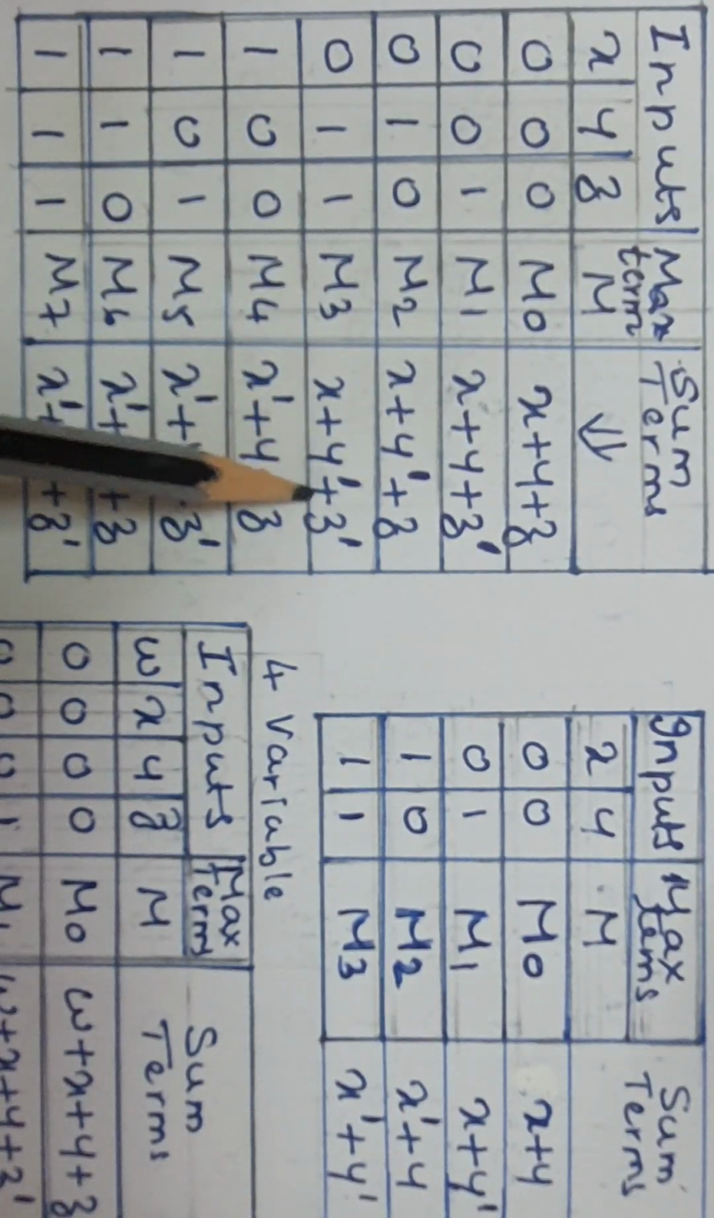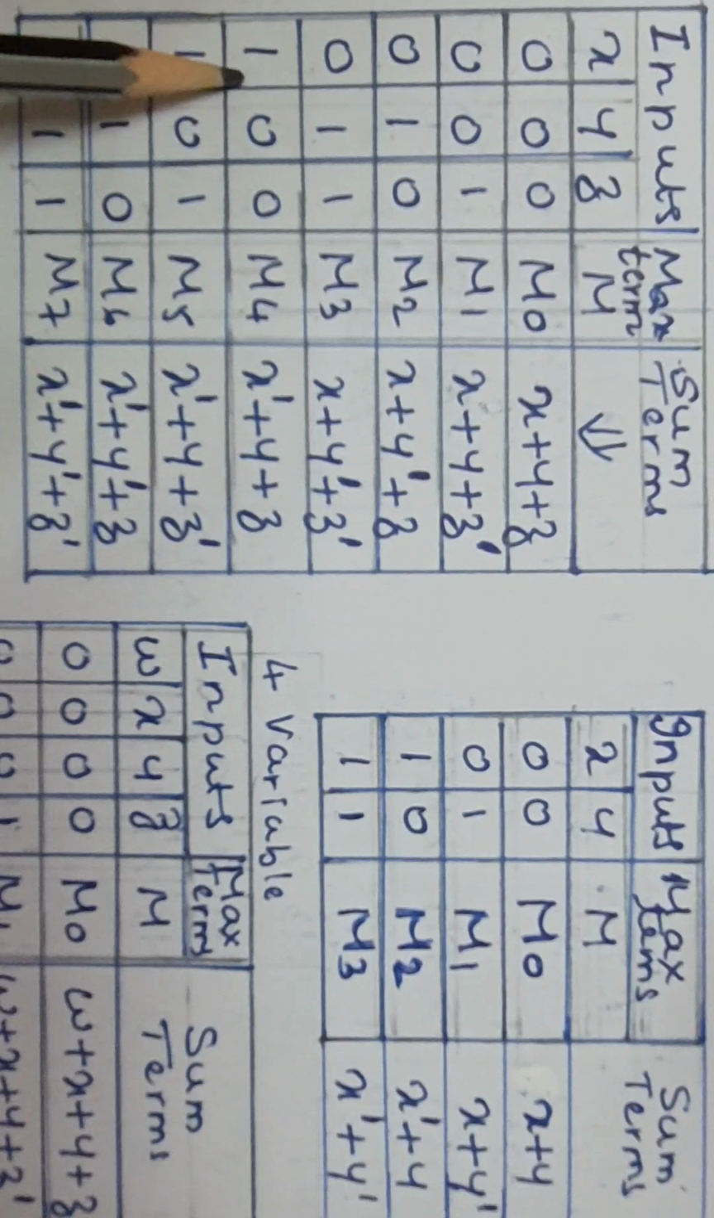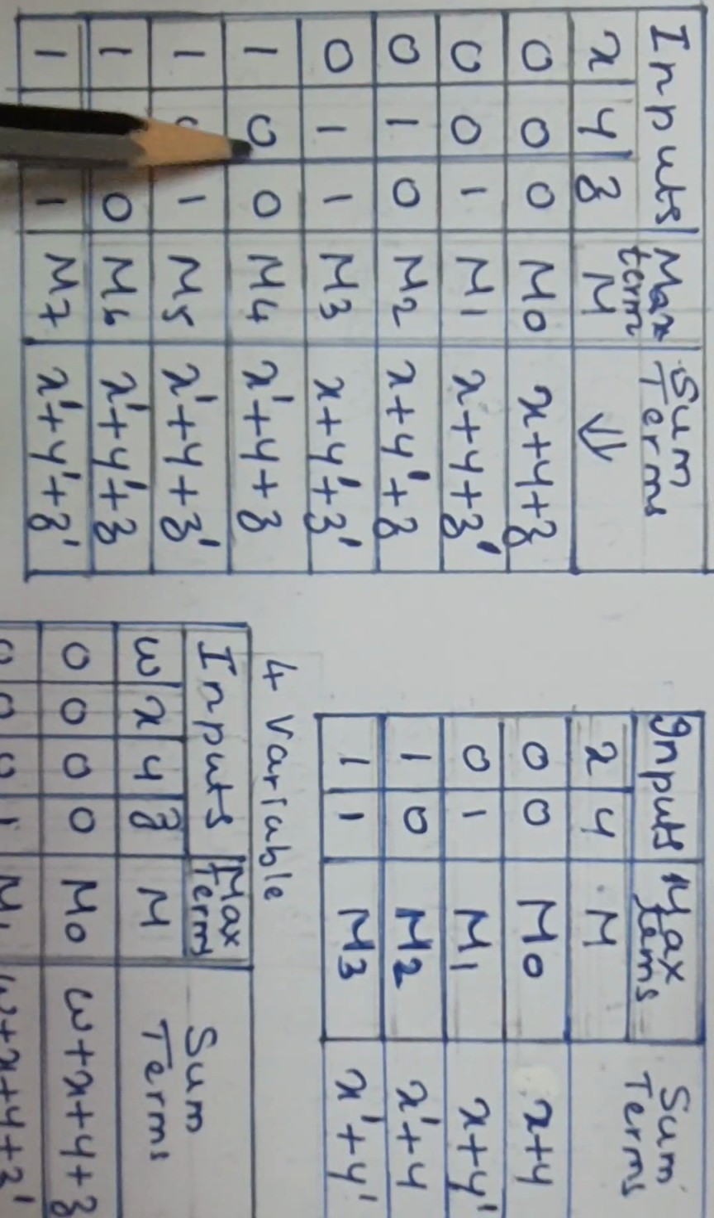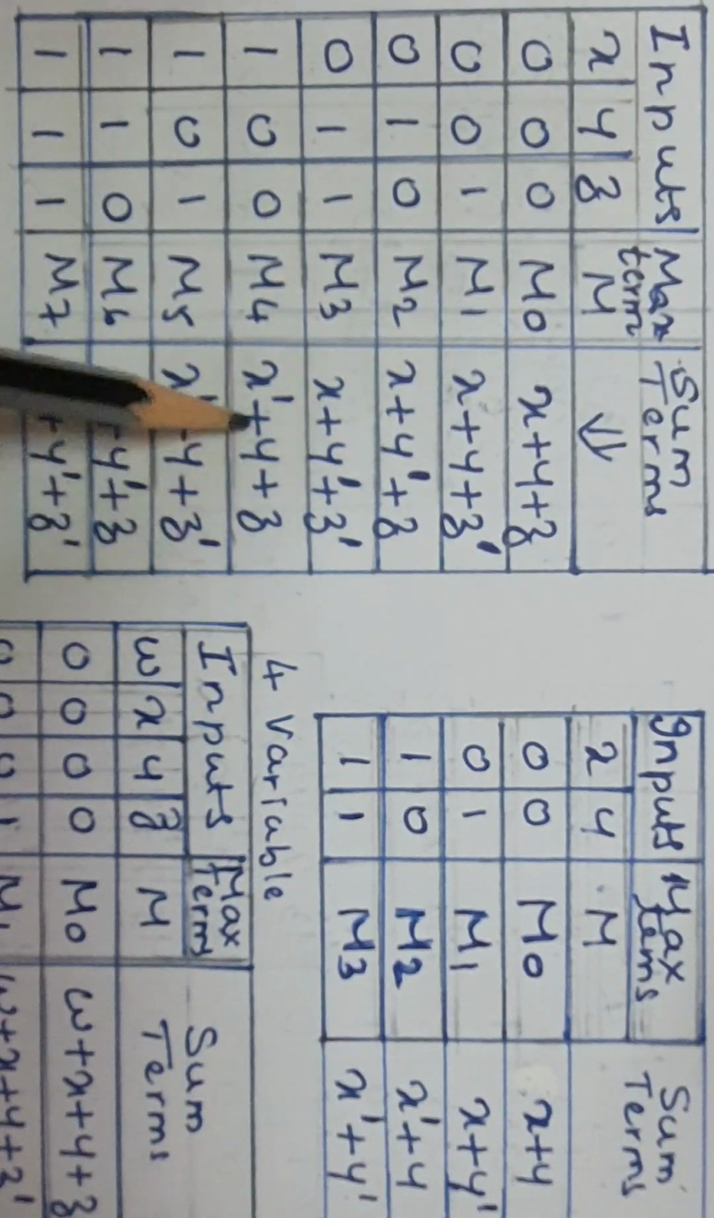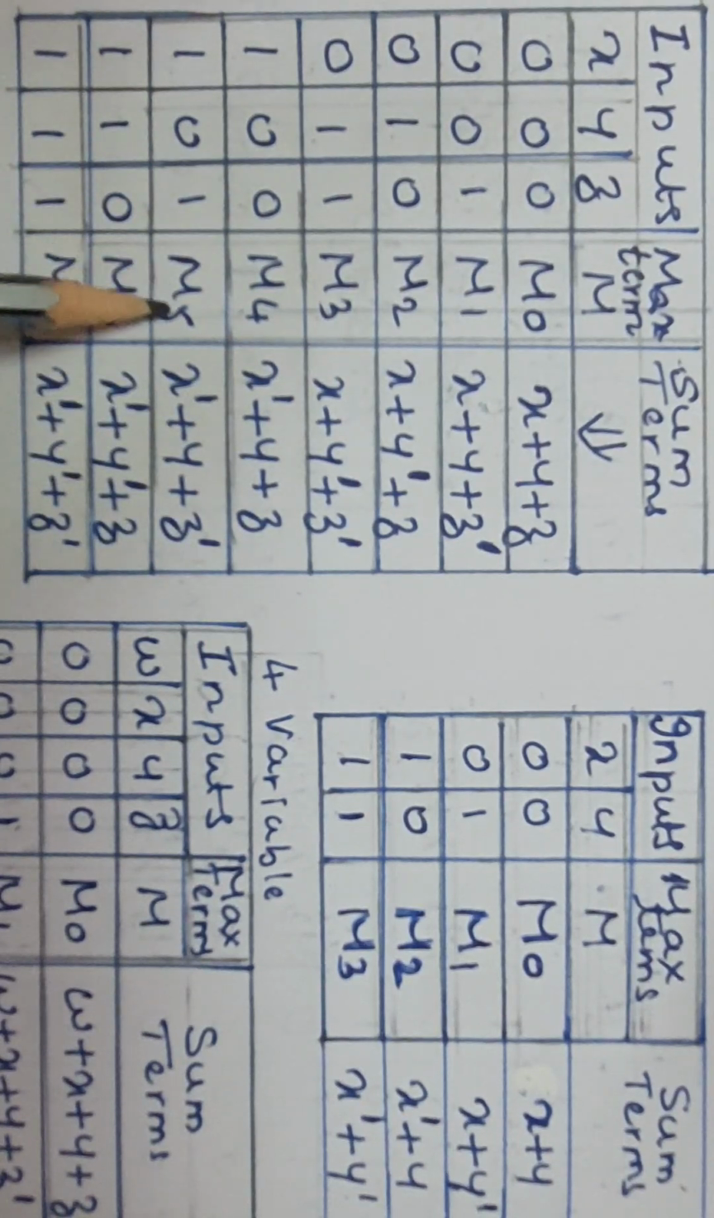So x plus y dash plus z dash. So 1, 0, 0 means this is x dash, this is y, this is z in between plus sign. m5 means 1, 0, 1. So 1 means x dash here. This y is 0 means y as it is. Z is 1 means z dash in between plus sign. So it is x dash plus y plus z dash, that is m5.